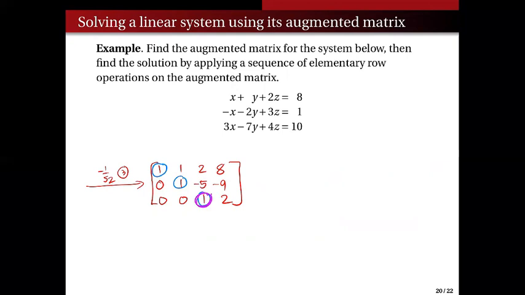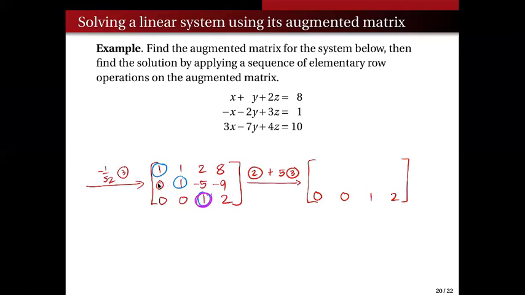Okay? And to do that, we will use the third row. So, we will now replace the second row by adding second row plus 5 times the third row. So we are using the third row. We are replacing the second row. So the third row remains the same. You have 0, 0, 1, 2.